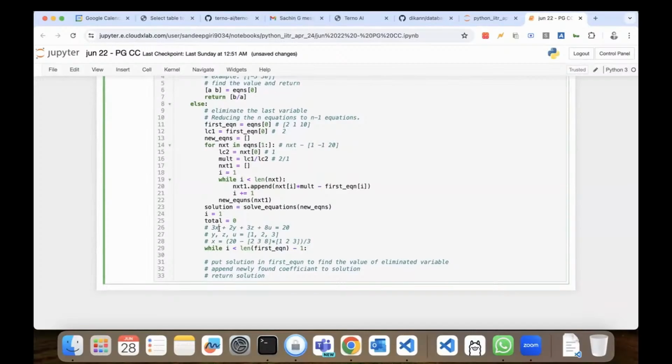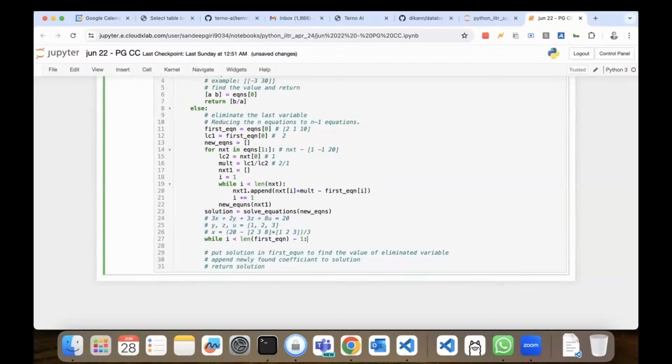Is this okay? If you have these variables and you solved for y, z, and u, that solution will contain all the variables, one less than this. And then what you do is you substitute these values here and compute the total. Okay, let's just compute the total.